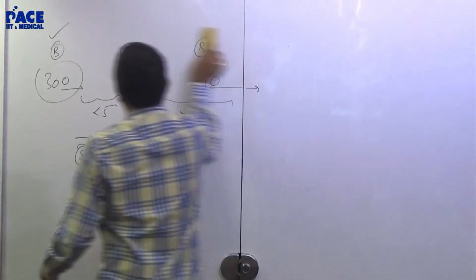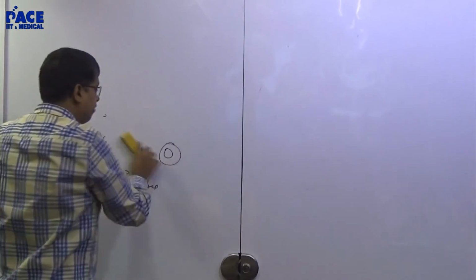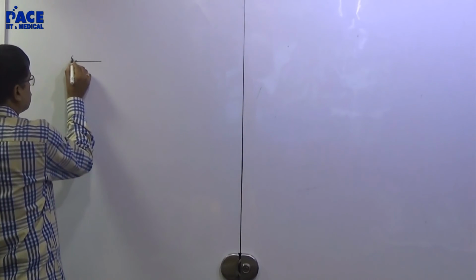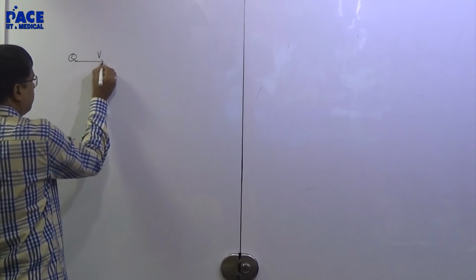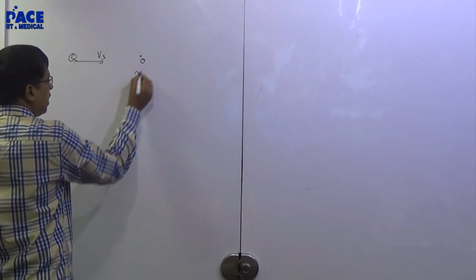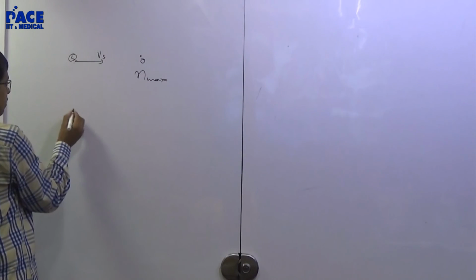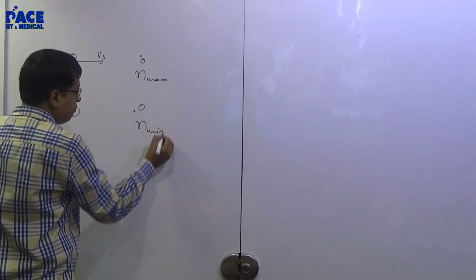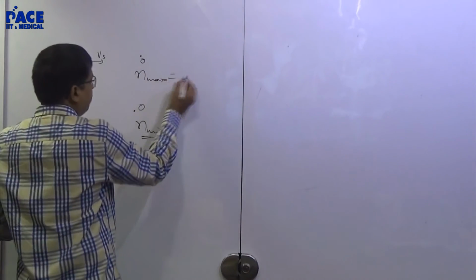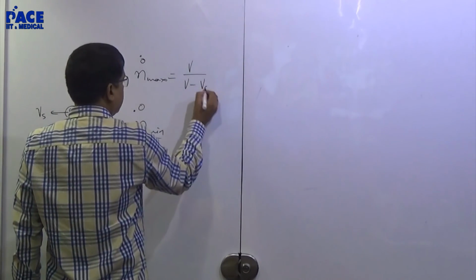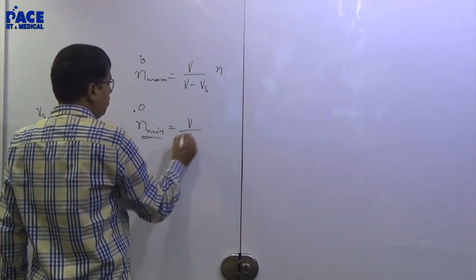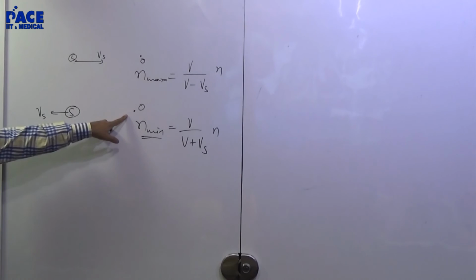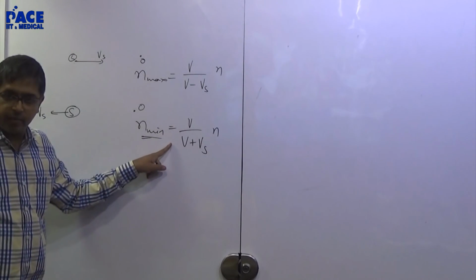Now when you are speaking about Doppler's effect, one more fundamental point: if the source is moving towards the observer, that will be the maximum frequency. If the source is moving away from the observer, that will be the minimum frequency as received by the observer. The frequency will be V by V minus Vs into N in one case, and N will be V by V plus Vs into N in this particular case. When the source is moving away from the observer, I will have the minimum frequency.